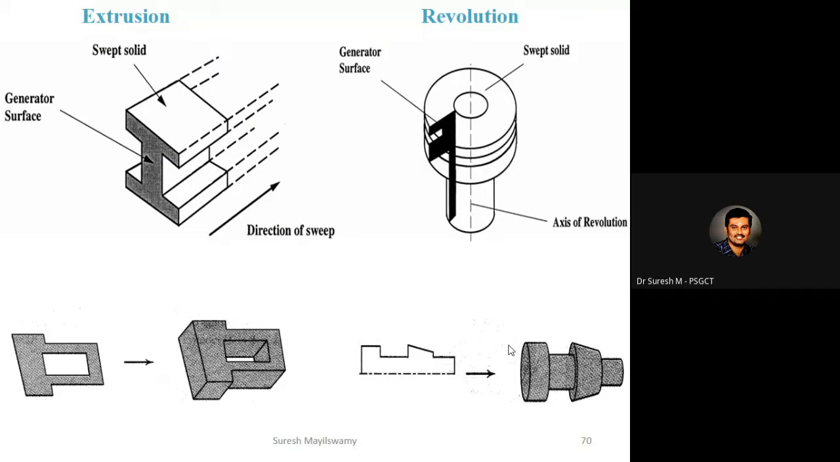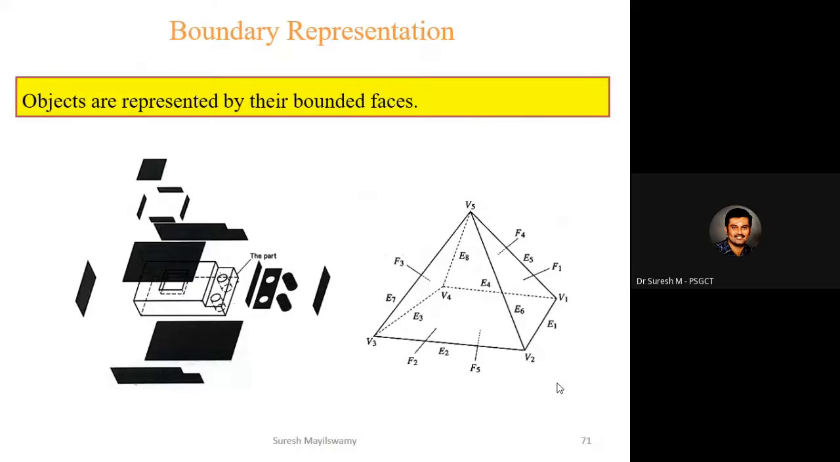So here, these are the examples. Here we can develop this cross section and then we can make it as solid. In the same way, we can develop this section and then we will make it as solid by using the revolve and extrude commands. And the next solid geometry technique is boundary representation.